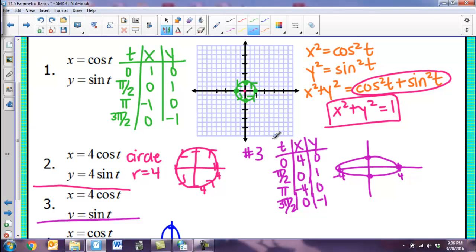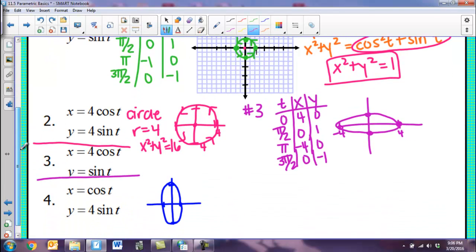So if you graph it first and you figure out what shape it makes, it's going to make your life a lot easier. Because then when I'm looking at number 2, I graphed it and I knew that it was just centered at the origin with a radius of 4. So now I have x squared plus y squared equals 4 squared, or 16. And that was a lot easier than me trying to figure out trig identities and stuff like that. So that's kind of why we went over the circles to begin with.